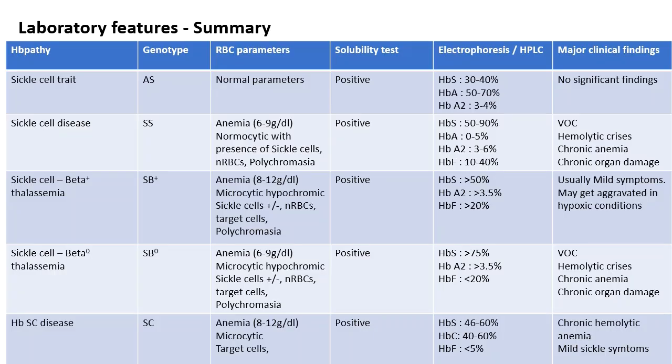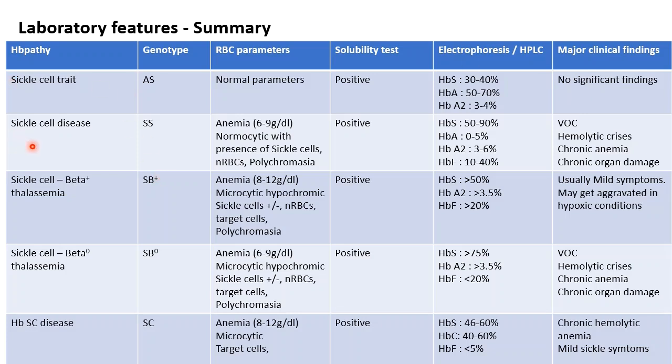To summarize the laboratory features, sickle cell trait, genotype AS, would have all normal RBC parameters. The solubility test will be positive in all the sickle cell diseases. In the electrophoresis or HPLC pattern in sickle cell trait, as I have already told, HbA would be 50 to 70%, HbS 30 to 40%. There would be no clinical findings. The patient would be asymptomatic, so-called carriers, who would transmit the disease from one generation to another.